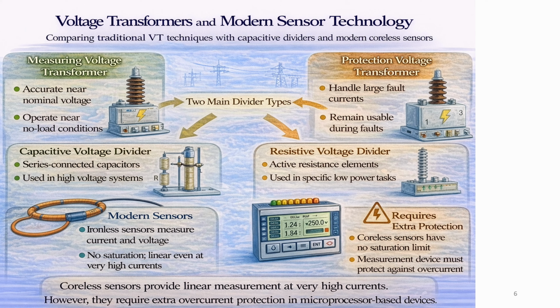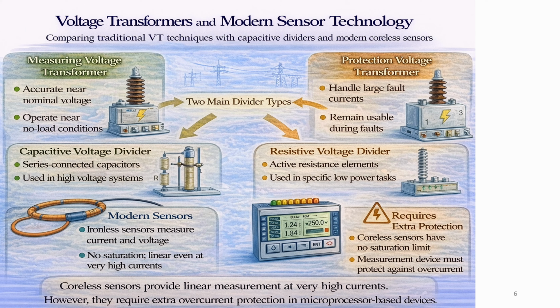Now we move to modern sensor-based measurement technology. Microprocessor-based protection and measurement devices require very low input power. This enables the use of sensors without magnetic cores. These sensors measure current and voltage without iron cores. As a result, there is no magnetic saturation. Measurement remains linear even at very high currents. Because saturation doesn't occur, there is no need to consider sensor error during large fault currents.